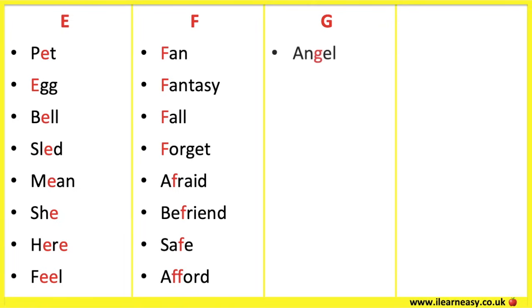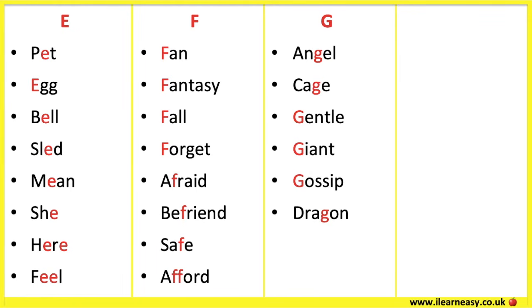For example, angel, cage, gentle, giant. The letter G can also make a hard G sound. For example, gossip, dragon, angle, juggle. The double letters make a one-letter sound. Juggle. The letter H makes a H sound.